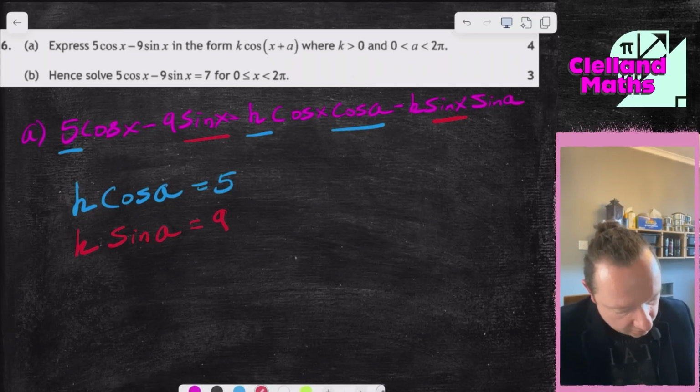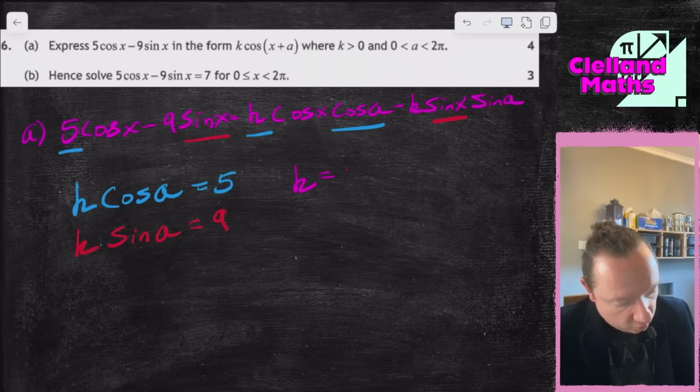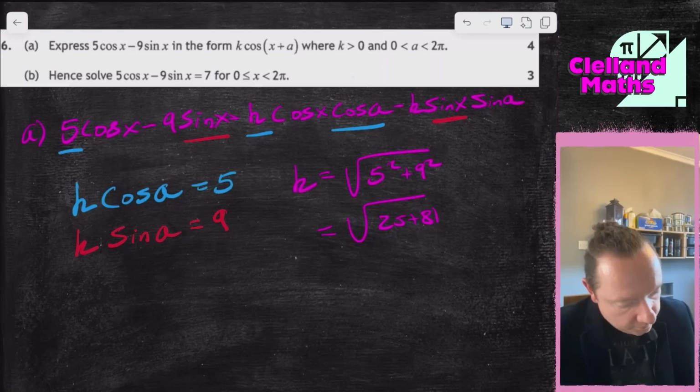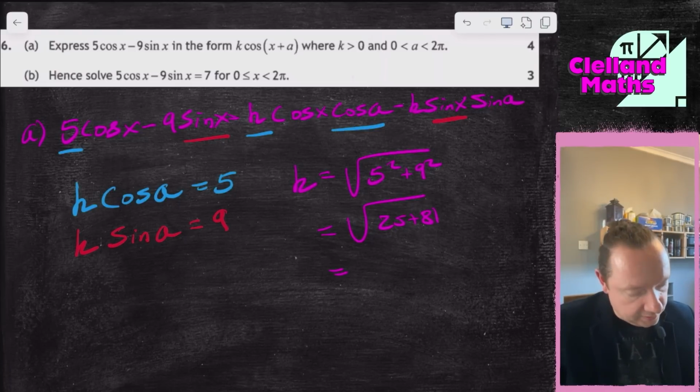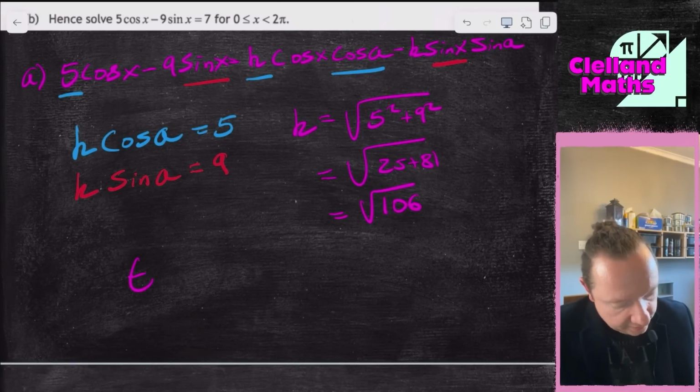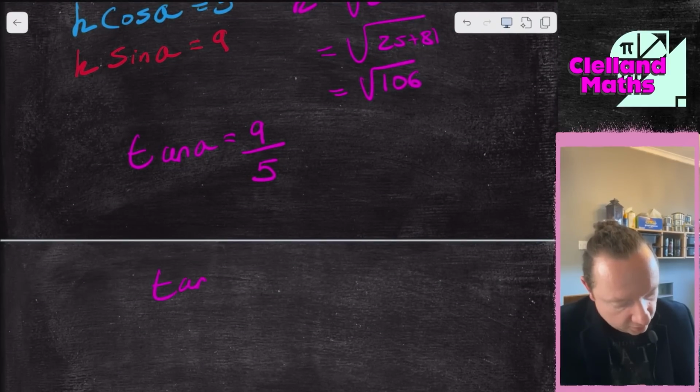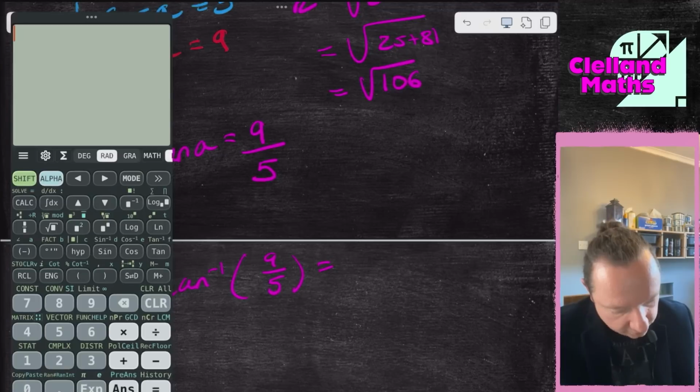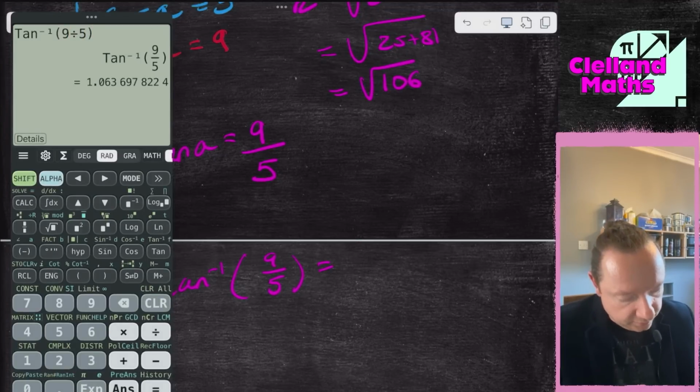To get our k, it's just Pythagoras. K is the square root of both the numbers squared and added. So that is 25 and 81. 81 becomes 86, 96, 106. So I've got my k. Tan a is sine over cos, 9 over 5. So I do the inverse tan of 9 over 5 in my calculator, making sure my angle is in radians. Inverse tan 9 over 5 is 1.063697. So I think 1.064 is a reasonable place to stop.